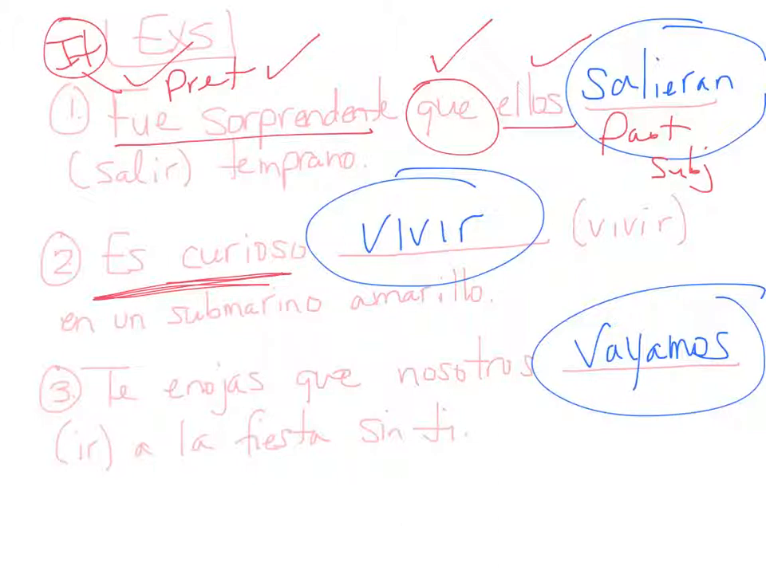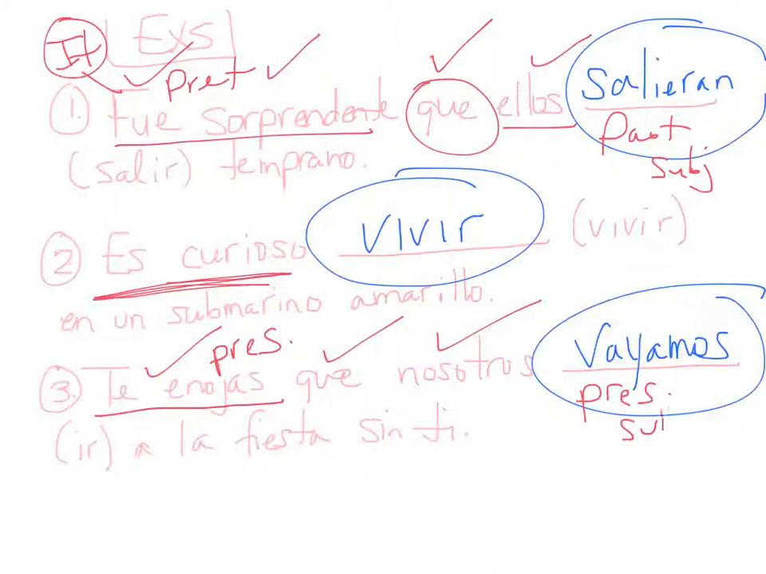Finally, te enojas que nosotros vayamos a la fiesta sin ti. Do I have a subjunctive setup? Yes, I have the verb enojarse, an emotional verb. Do I have a K? Yes. Do I have two different subjects? Yes. Two, and then nosotros. What tense is the first part of the sentence in? It's in present, so that means we need present subjunctive, vayamos. You were angry that we went to the party without you.